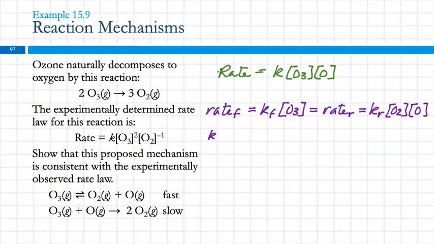So let's try to write this out. Oops. So we come up with this, right? Setting those two equal. And what I want to do is solve this for O, so I get something that I can plug into this and get rid of that term.